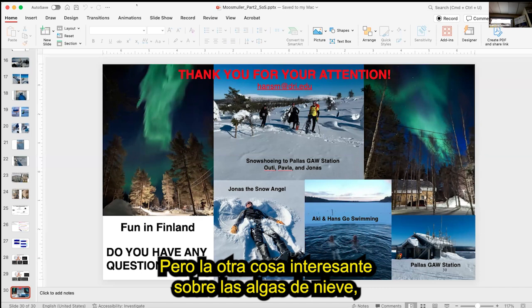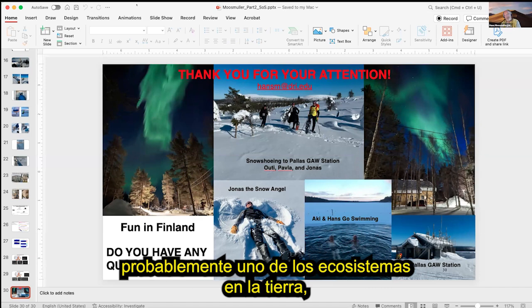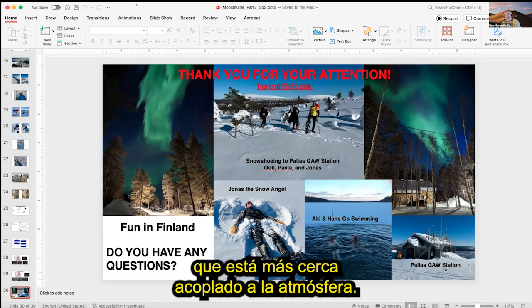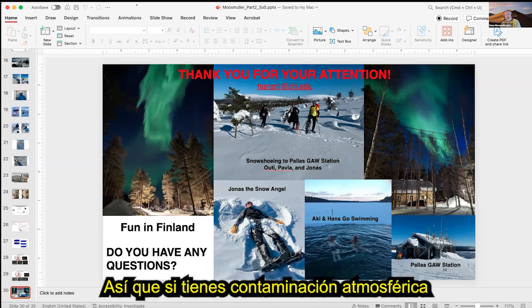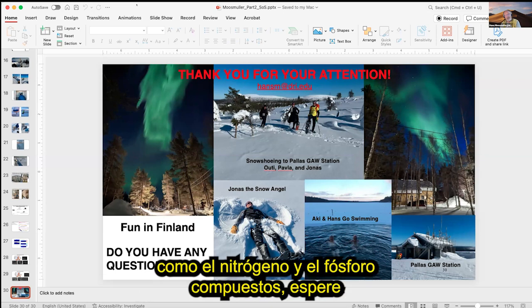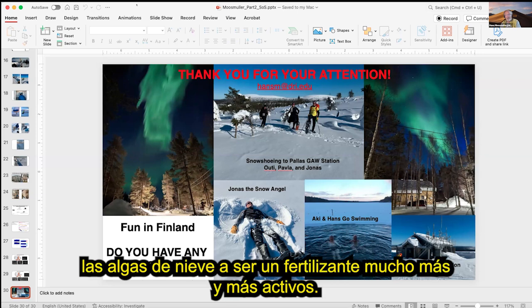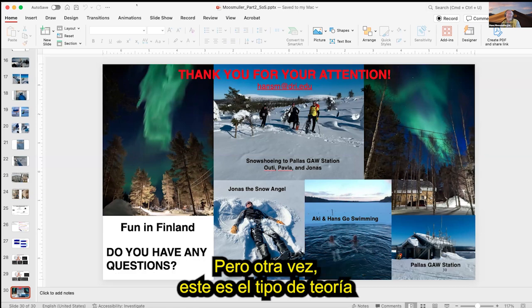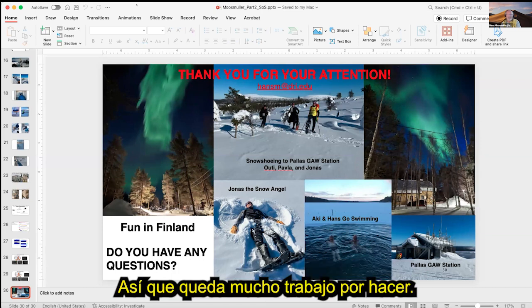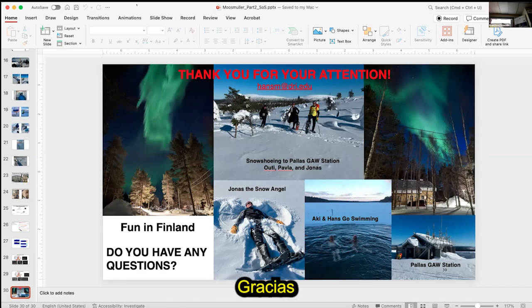But the other interesting thing about the snow algae, they're probably one of the ecosystems on the Earth which is most closely coupled to the atmosphere. So if you have atmospheric pollution and have deposition of nutrients like nitrogen and phosphorus compounds, I expect the snow algae to be much more fertilized and more active. But again, this is just a thought or a theory, and there's no experimental evidence for that that I know of. So lots of work to be done. Okay, thank you.